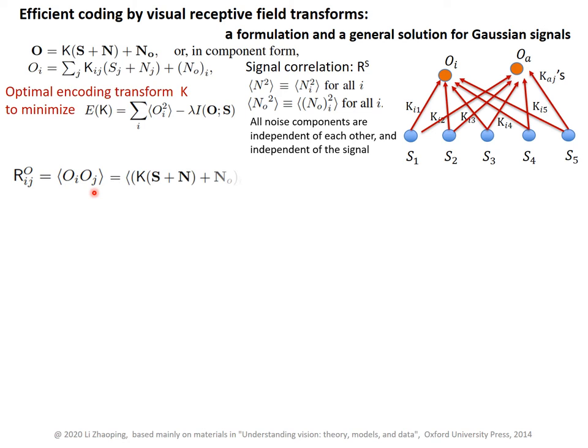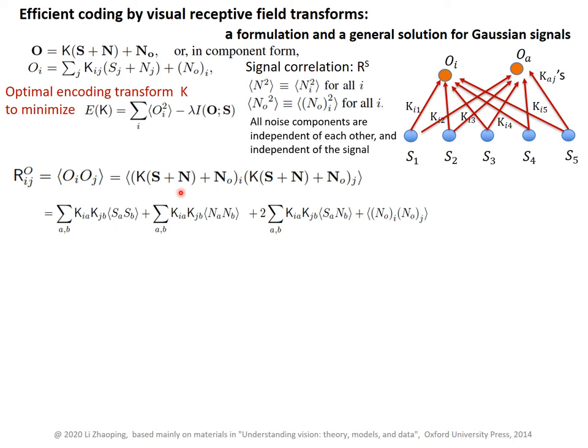So O_i becomes this one: it's the K transform over the input signal and noise, plus the encoding noise, and it's the i-th element. And similarly for the j-th element, so we write it out. Let's also expand out in detail. K S times K S, so that comes to the first term, K S times K S. This is basically the input correlation between S_a and S_b, acted on by K individually. And also the noise term, noise times noise, acted on by K.